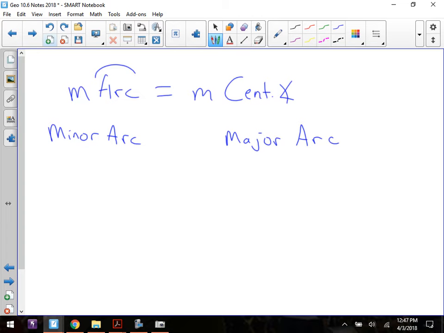You have a minor arc and a major arc. It's really, really easy to work with. Minor arcs measure less than 180. What do you think majors are? What is it called if it equals 180? A semicircle. The arc equals 180.